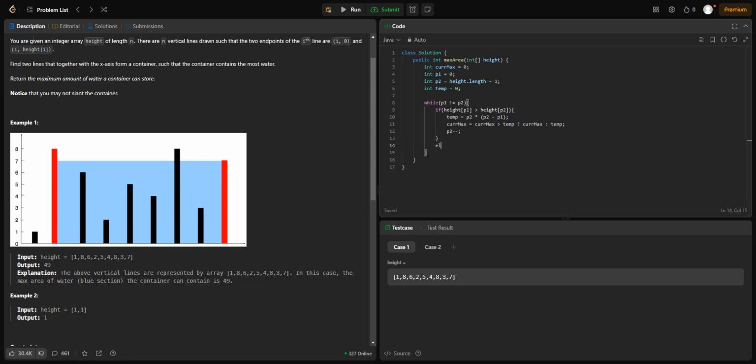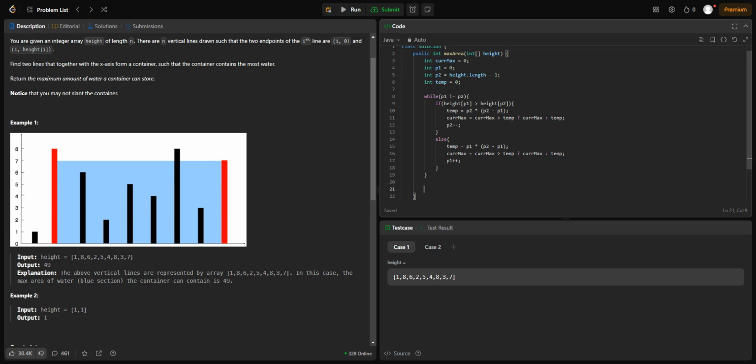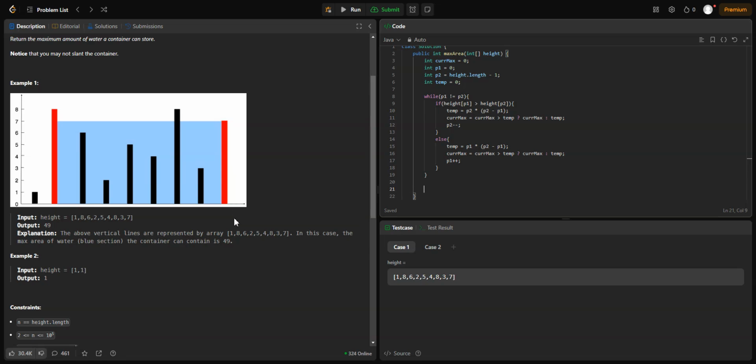And then else, we're basically going to do the opposite, so temp equals P1 times P2 minus P1 to get our length, and then we're going to copy that, and then we're going to say P1 plus plus. And then we just return, what do we return? Sorry, we return the max area, right? So return curmax.